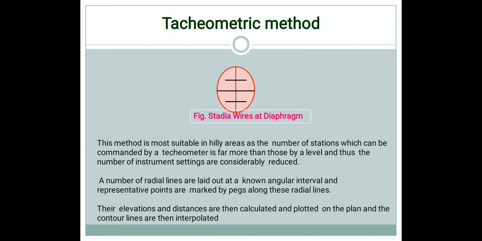Next is the tacheometric method. We see the stadia lines of the diaphragm. This method is more suitable in hilly areas. The number of stations which can be commanded by a tacheometer is far more than those by a level, and thus the number of instrument settings is considerably reduced. A number of radial lines are laid down at a known angle interval, and representative points are marked by pegs along these radial lines. Their elevations and distances are then calculated and plotted on the plan, and the contour lines are interpolated.